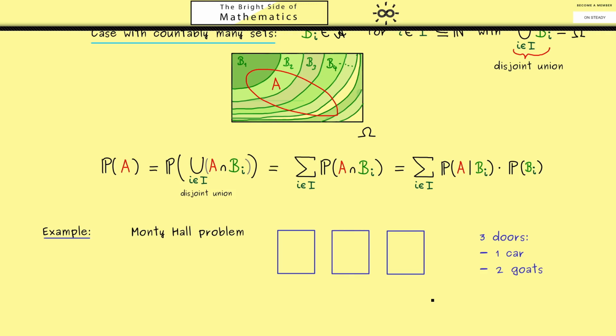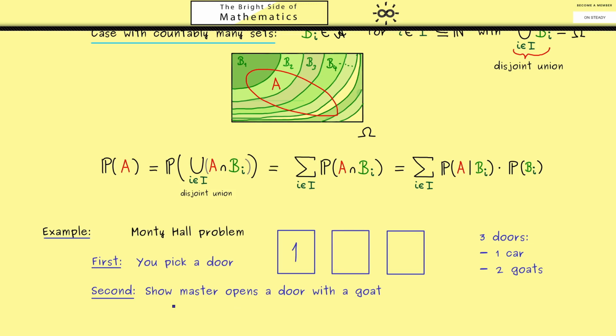And now let's assume that the car would be the better prize to win. Okay, then the game works in 3 steps. First, you pick a door. Let's say you pick door 1. Afterwards, in the second step, the showmaster always shows you a goat. So he opens one of the 2 remaining doors. And maybe let's say here he opens door 3.